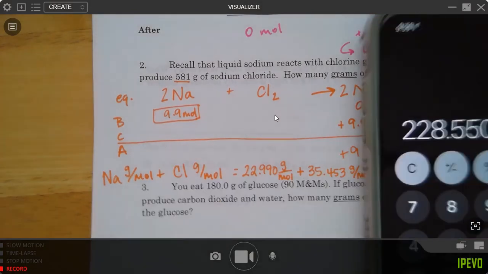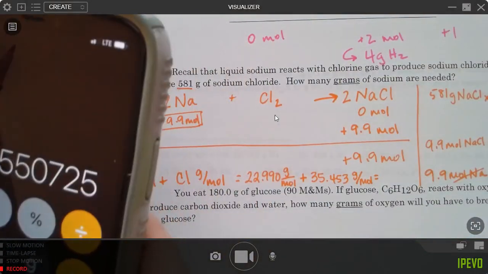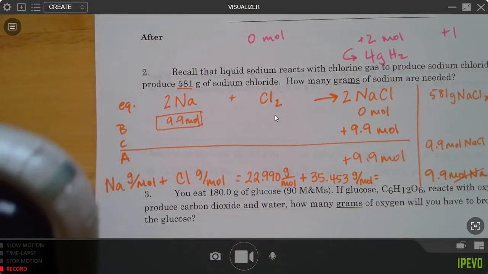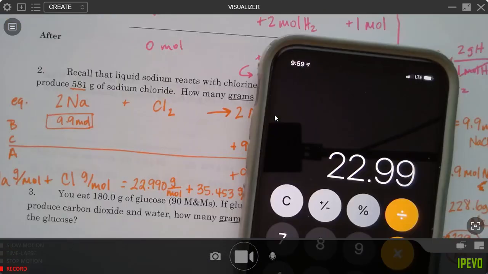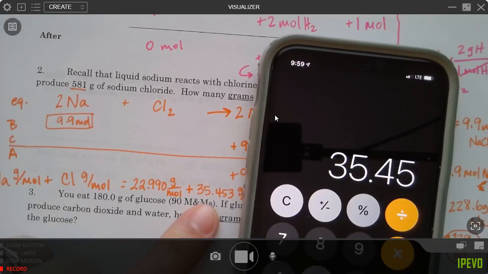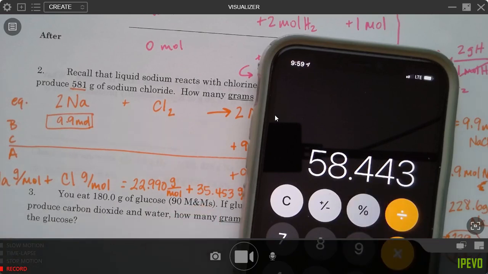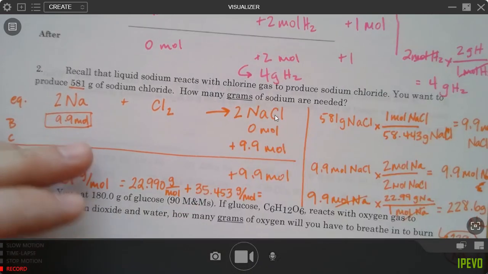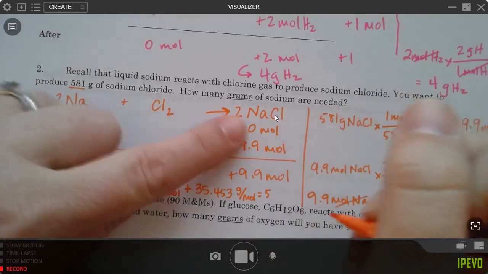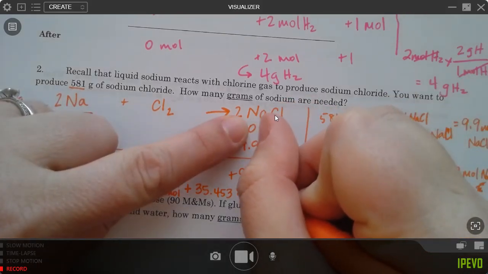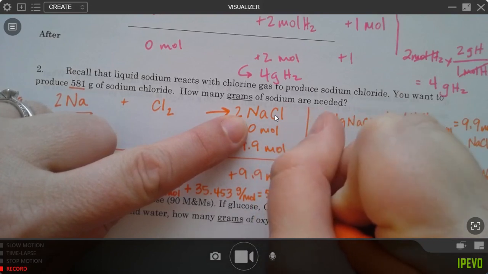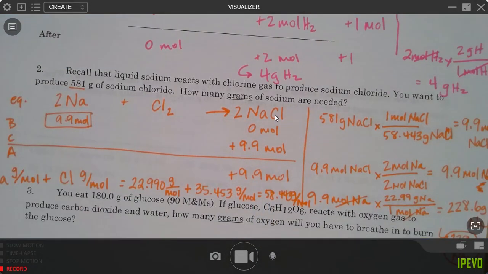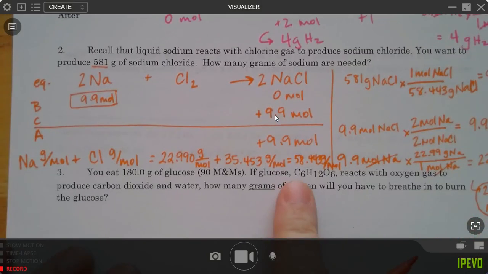You guys can't see my calculator. 22.99. There's 22.99. I get 58.443. So what that tells me, if I've got 1 mole of sodium chloride, is that it's going to weigh 58.443 grams. And you could do this with any of these. So down here we've got glucose.